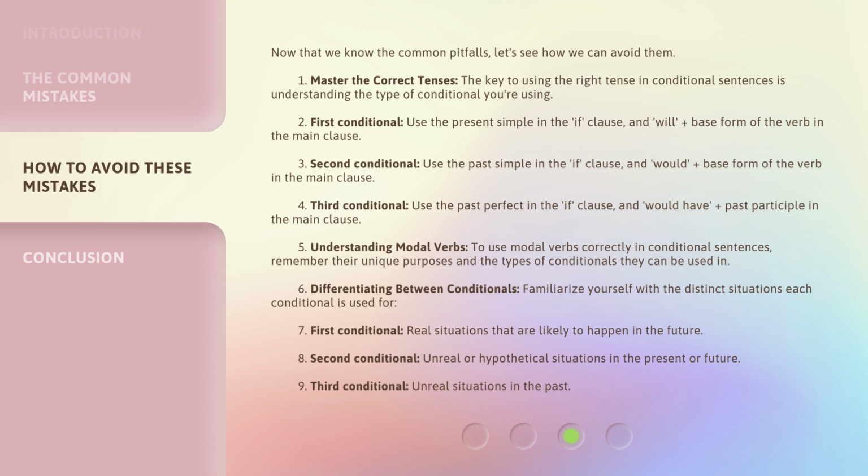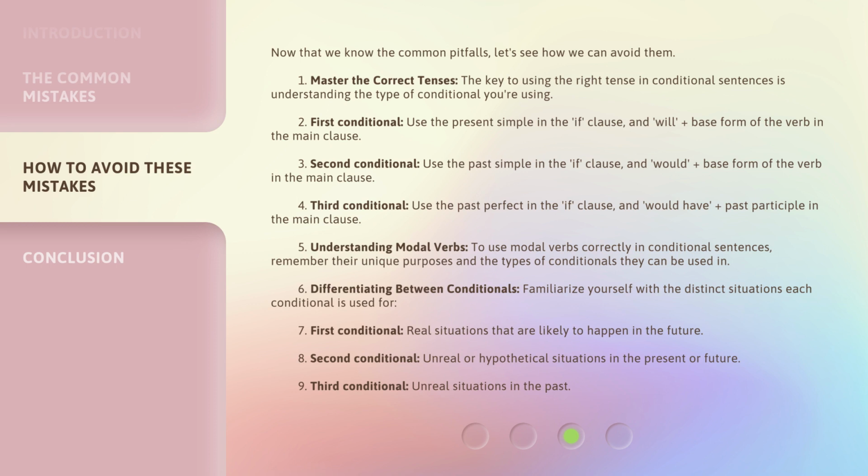4. Third conditional. Use the past perfect in the if clause and would have plus past participle in the main clause. 5. Understanding modal verbs. To use modal verbs correctly in conditional sentences, remember their unique purposes and the types of conditionals they can be used in. 6. Differentiating between conditionals. Familiarize yourself with the distinct situations each conditional is used for.